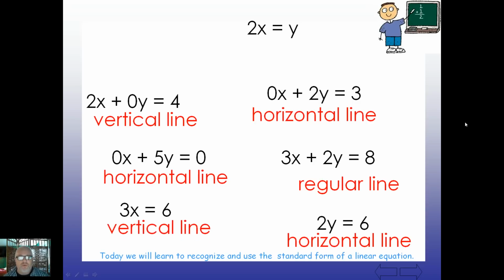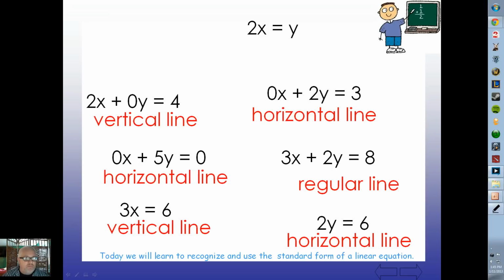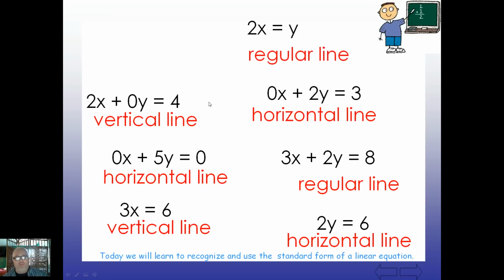How about this one? 2x equals y. Well, let's see. I have a coefficient of 2 for x and a coefficient of -1 for y, correct? Because if I were to consider this in standard form, if I subtract that y, wouldn't this be 2x minus y equals 0? So I have a 2 for this coefficient, I have a -1, equals 0, so this looks like, to me, a regular line. What about this one? Y equals 9. Well, x is gone, so therefore it's a horizontal line.